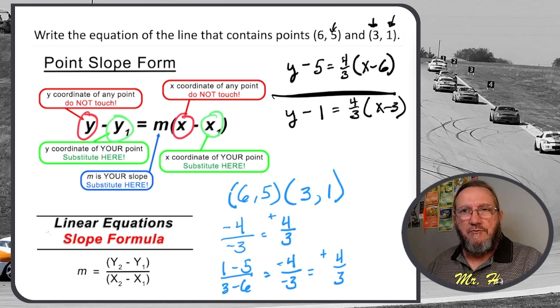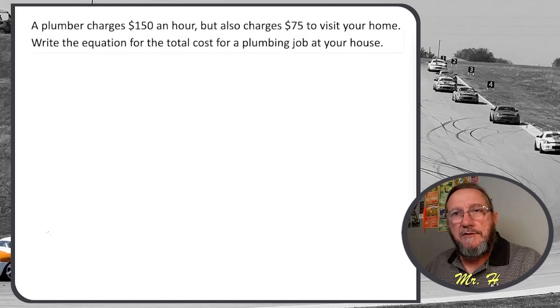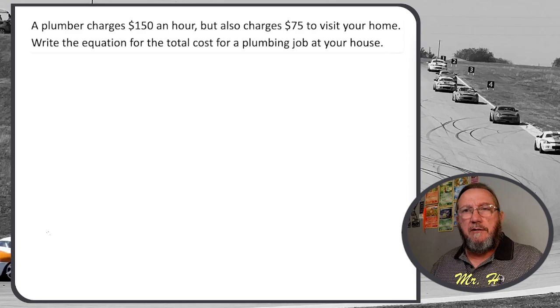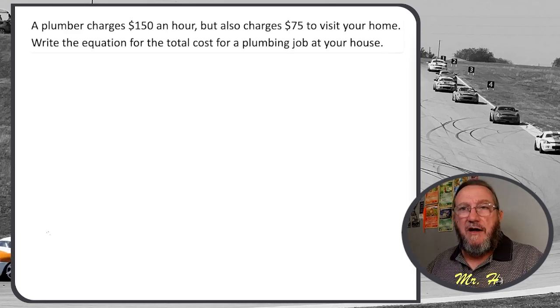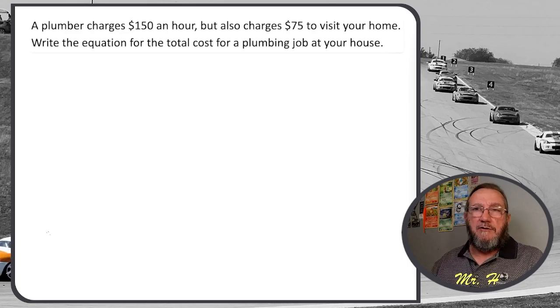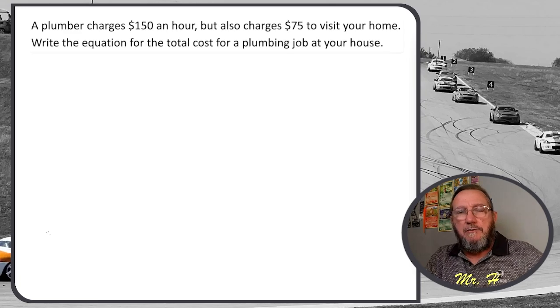All right, let's work another problem. Read this problem with me. A plumber charges $150 an hour, but also charges $75 just to visit your home. Write the equation for the total cost for a plumbing job at your house. On this particular problem, we are not really told anything other than we have $150 an hour and we've got a $75 visit charge to come out to our house. How do we translate that into a linear equation?